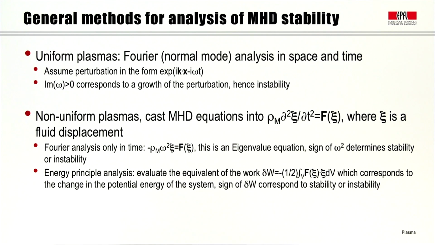We can also perform an energy principle analysis. We can evaluate the equivalent of the work, δW, which is minus 1/2 the integral over the plasma volume V of F dot ψ. This corresponds to the change in the potential energy of the system. The sign of δW corresponds to stability or instability.